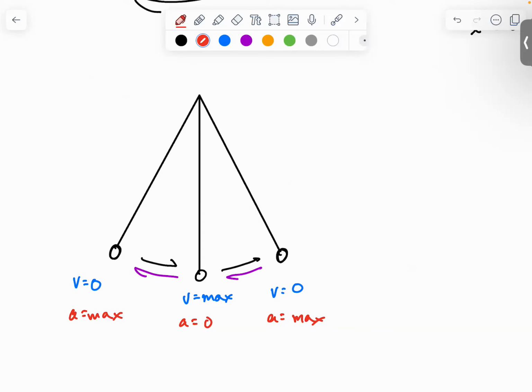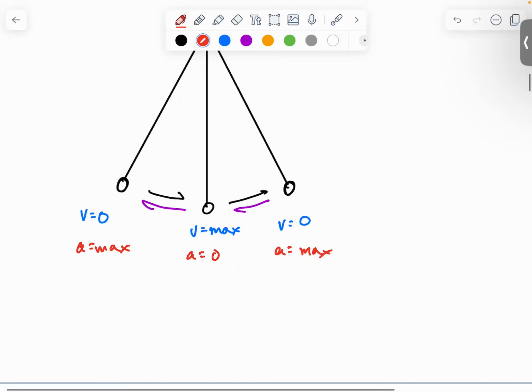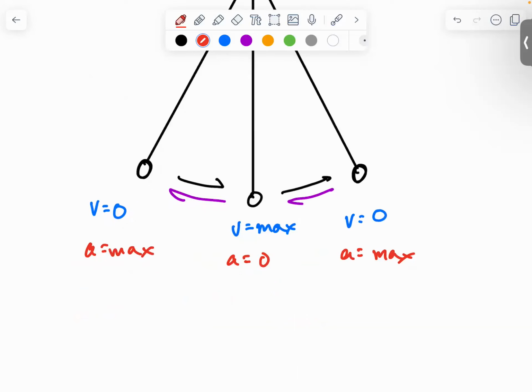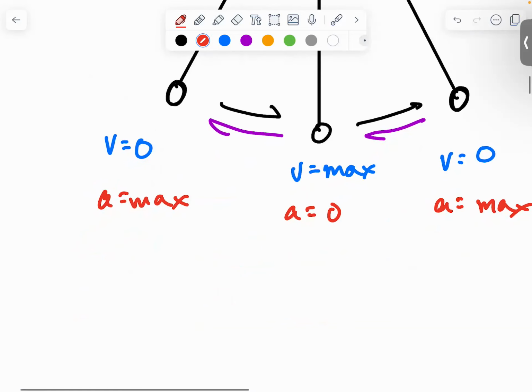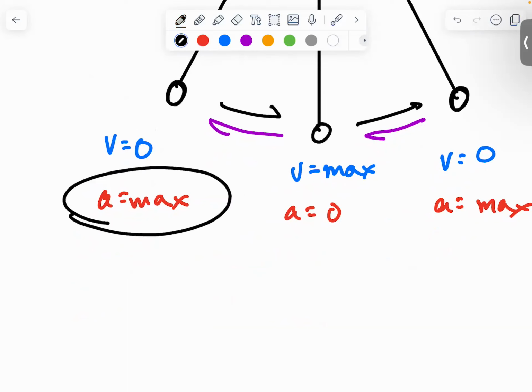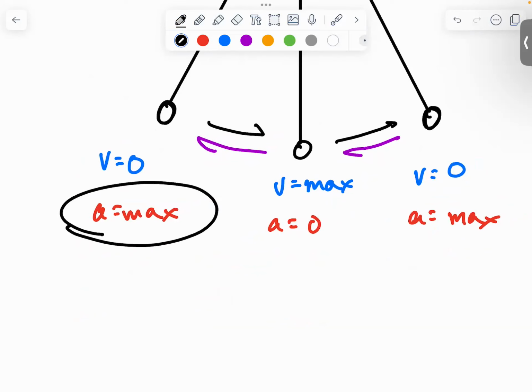I got a question. If there's any acceleration, that means there must be a net force. What is contributing to the acceleration of the object when it's at the end? The weight, yes, indeed, the weight.